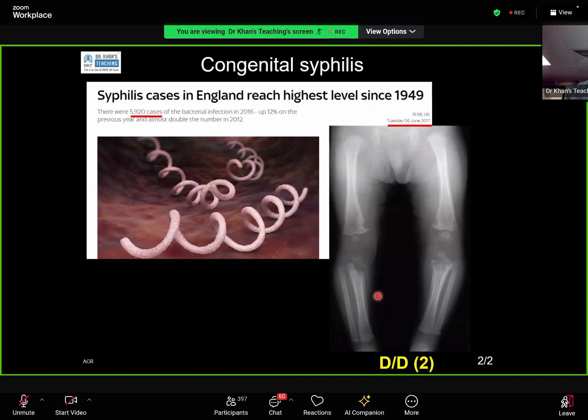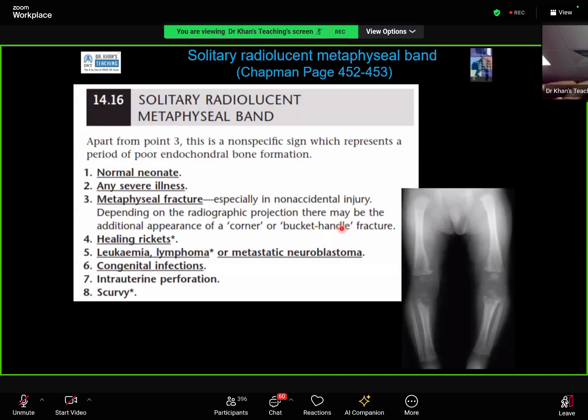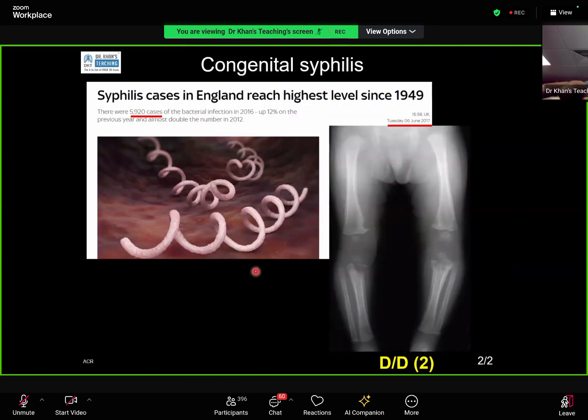You will not see a single lamina. And classically, in physiological, it doesn't happen like this. And you can see erosion here. If you stretch your imagination, maybe a bit of lucency in the metaphysis. And you remember there is a differential diagnosis here. Solitary radiolucent metaphyseal band, and congenital infections is one of them.